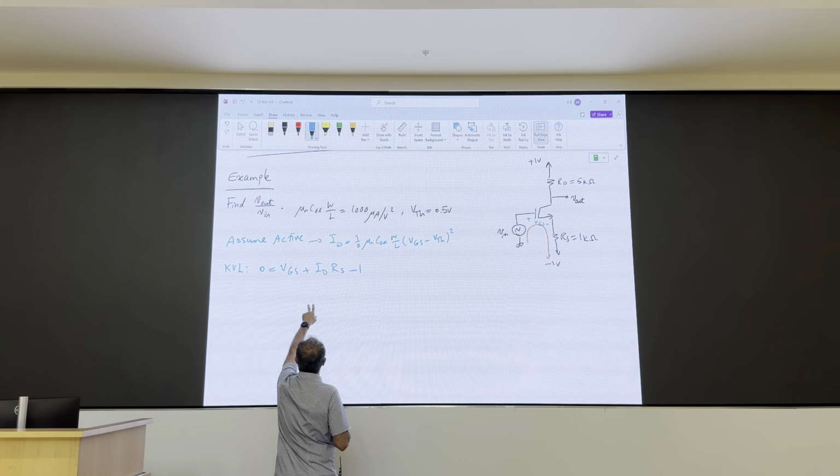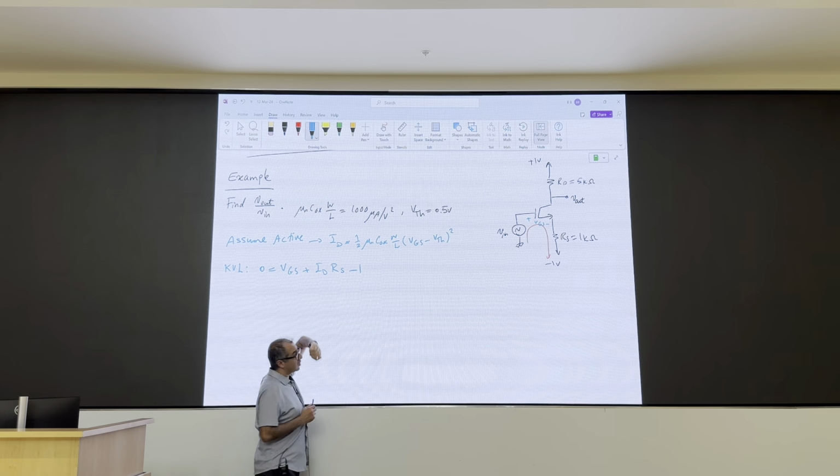Okay, so I'm going to find the ID from this equation and plug it into the above.